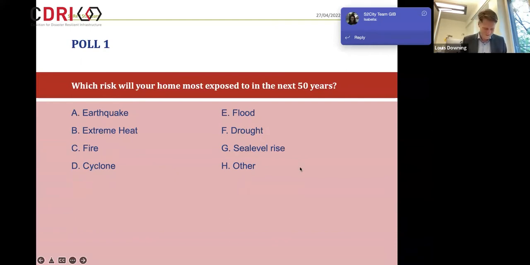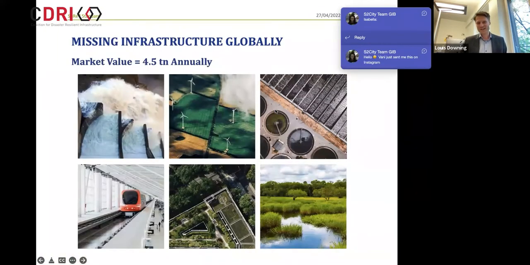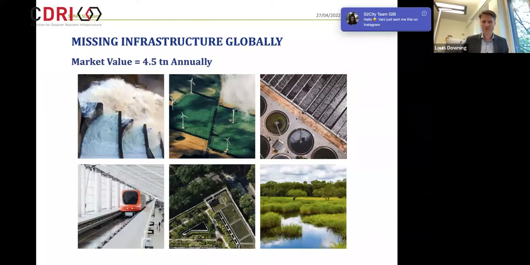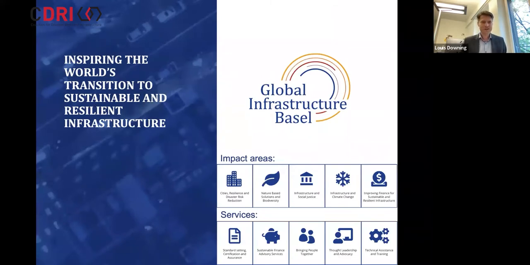That's why we're talking about sustainable and resilient infrastructure. So annually, we're missing about $4.5 trillion worth of infrastructure to keep societies healthy, safe, and on a sustainable development trajectory. This is a huge challenge.